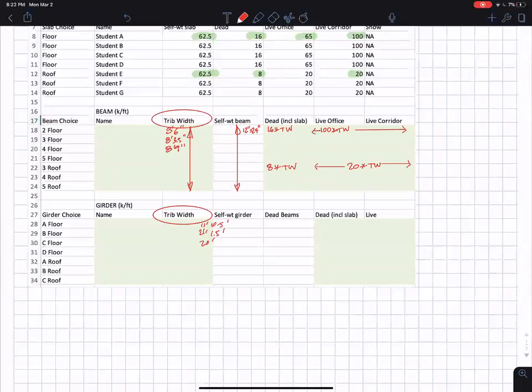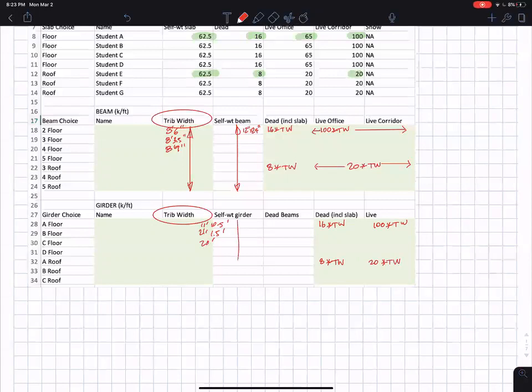What we're doing for the girders, the dead load, including the slab, is 16 times tributary width. Live, we're taking 100 times tributary width. For the floors and for the roof, we're doing 8 times tributary width and 20 times tributary width for the roof.